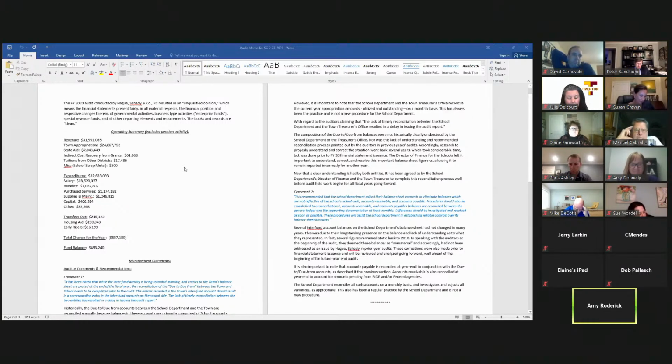But as you can see, we have our town appropriation and the state aid. We received a little bit of indirect cost recovery on our CRP, which is our grants with RIDE. Again, that's Title I, IDEA, Title II, that sort of thing. We earned, I believe, roughly 6% on our expenditures.